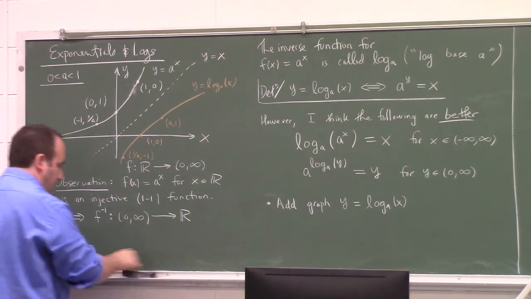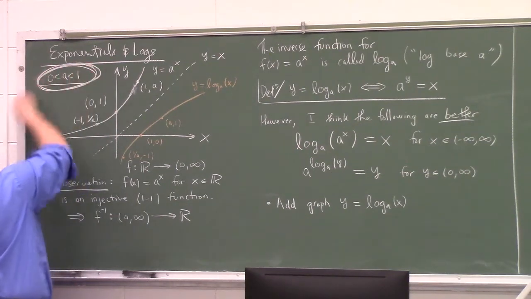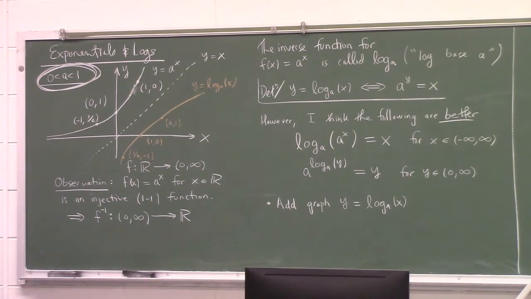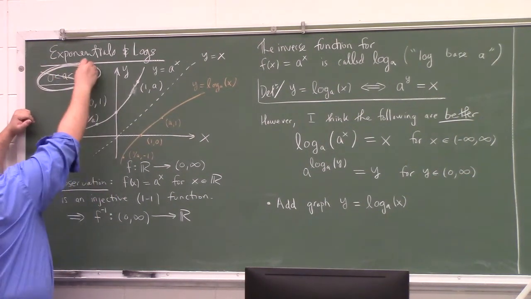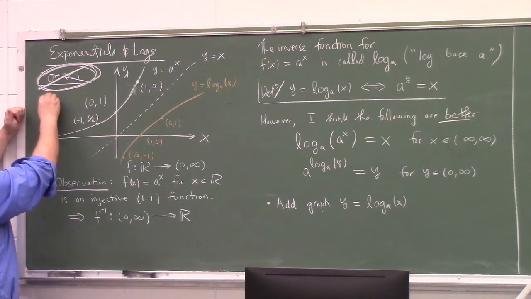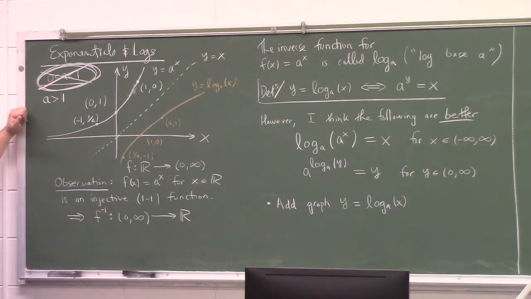Now, I should mention, though, that all of this assumes that the base is between, this is exactly wrong. What's my base? This looks like 2 to the x, doesn't it? Not 1/2 to the x. So I said this, but what I mean to say is what? What should I say? Base a is greater than 1. That's what I'm graphing right now, right? So this is log base a of x.